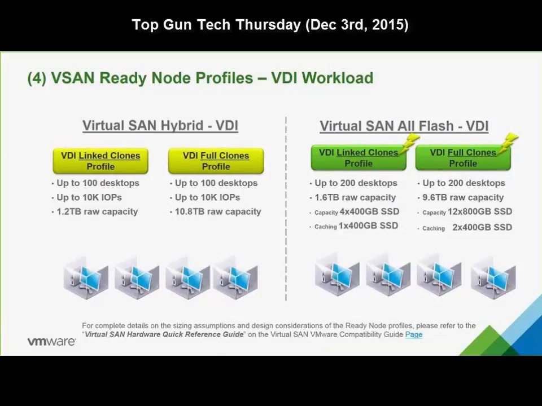For those looking to run a VDI environment, such as Horizon View on top of vSAN, there are also 2 profiles for the hybrid VDI, linked clones and full clones, and also 2 all-flash VDI profiles, again, linked clones and full clones. For more details on the design and sizing assumptions used for each of these profiles, take a look at the vSAN hardware quick reference guide that was in the previous slide, with the link that I provided for the hardware compatibility list. There's a link there that you can click to get and look at that guide.